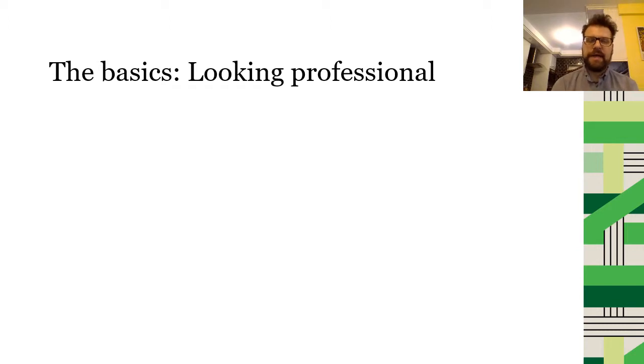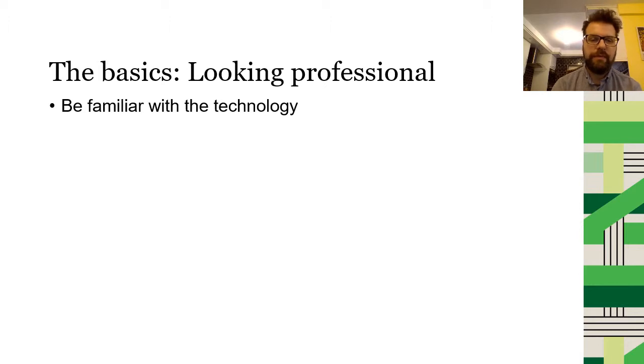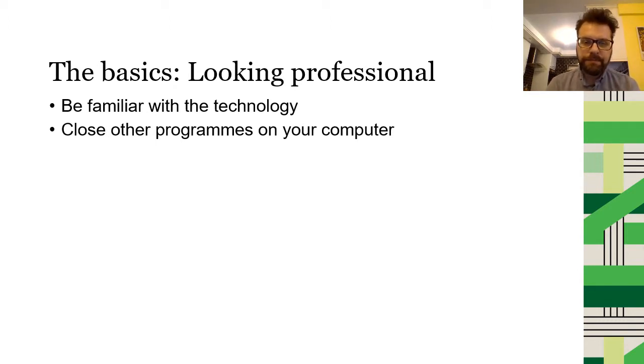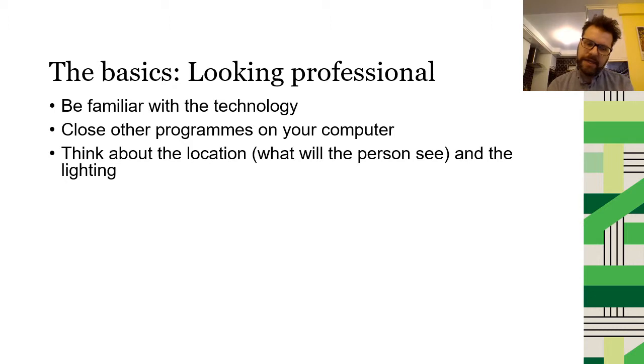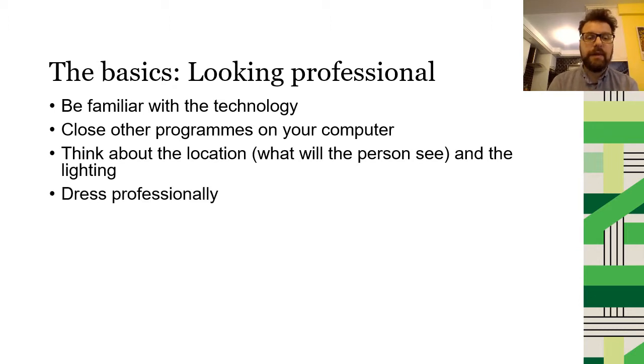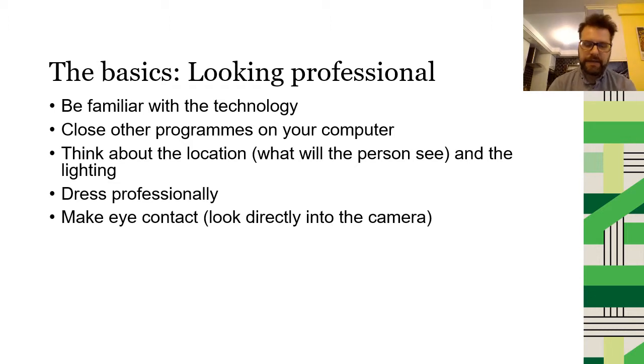So let's start with our basics. How do we make sure that we look professional? Well, the first thing is you want to be familiar with the technology that you're using, and understand how it works. You want to close other programs on your computer and make sure that you've not got lots of emails coming in while you're talking. You want to think about the location that you're sitting in. What's the person actually going to see when they're talking to you? You might want to have a bookcase behind you or something that makes you look professional, and think about the lighting as well. Actually here I've got a light behind me, which is probably not ideal, so you might want to think about how you get the right lighting so that people can see you easily. You want to dress professionally, or dress in the same way you would if you were meeting someone face to face. Don't turn up wearing your pajamas. And then make eye contact and look directly into the camera when you can.